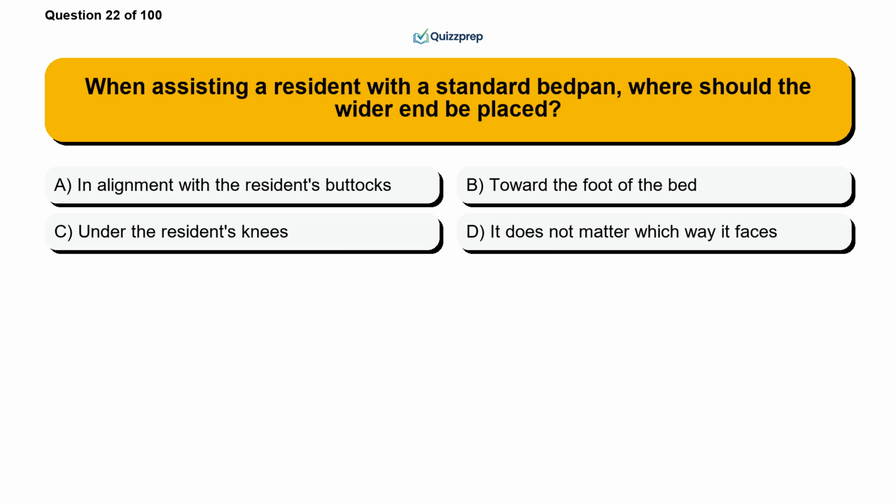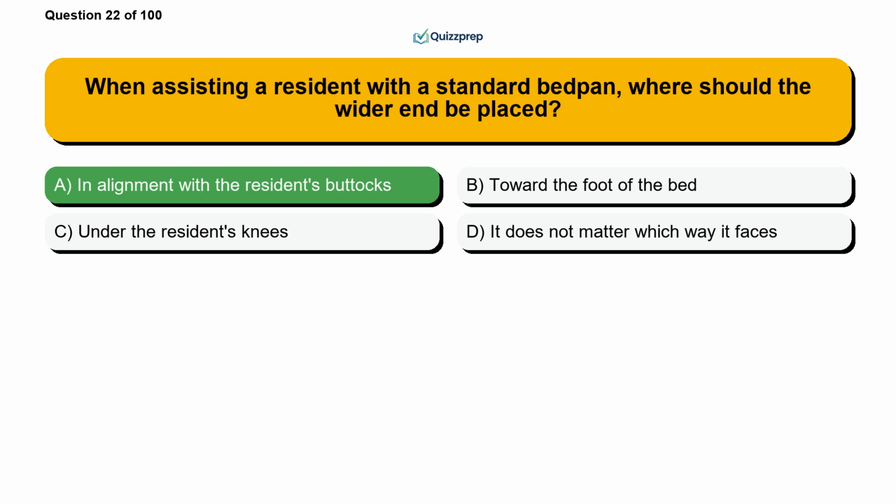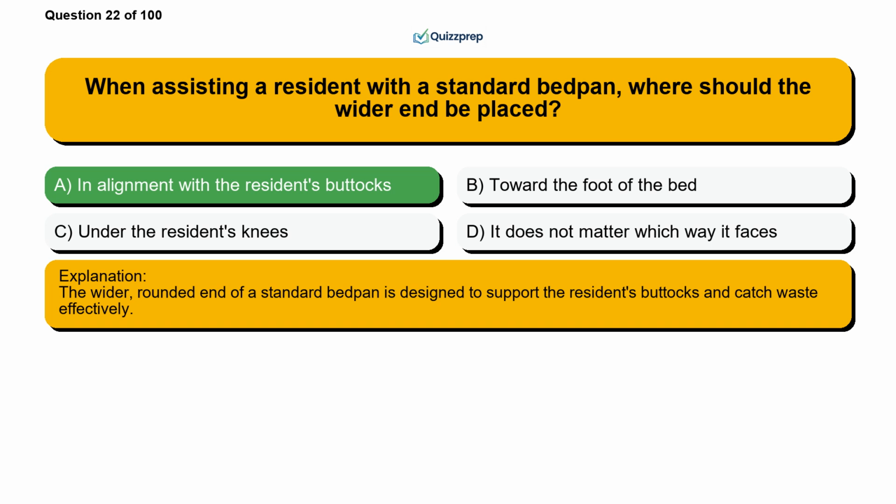Question 22. When assisting a resident with a standard bedpan, where should the wider end be placed? Option A, in alignment with the resident's buttocks. Option B, toward the foot of the bed. Option C, under the resident's knees. Option D, it does not matter which way it faces. The correct answer is option A, in alignment with the resident's buttocks. The wider, rounded end of a standard bedpan is designed to support the resident's buttocks and catch waste effectively.